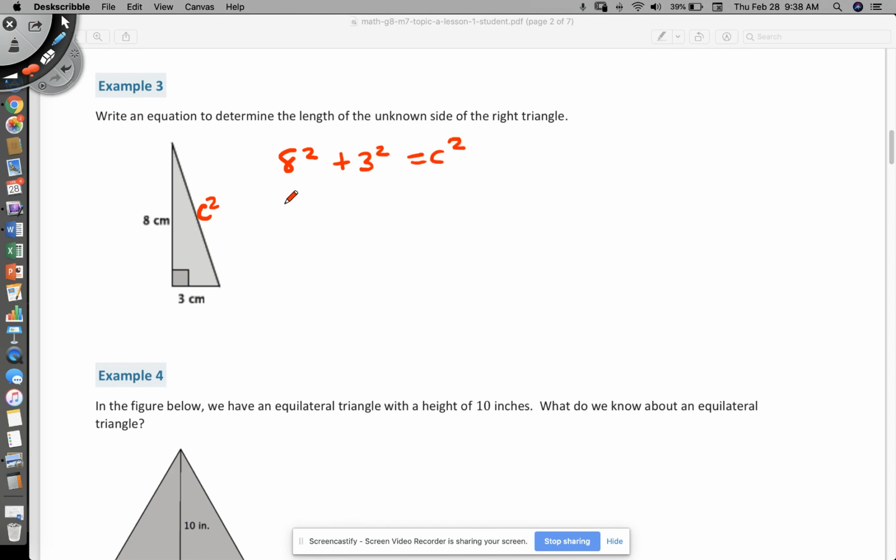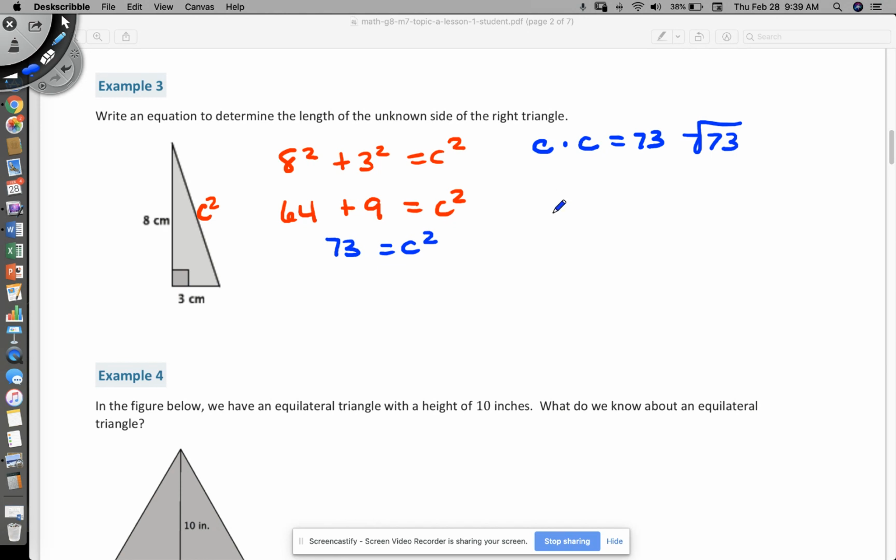8 squared is going to give me 64. 3 squared is going to give me 9 equals c squared. All right, let's go ahead and add those two together. And I get 73 equals c squared. And remember, that's c times c equals 73. There are no two numbers that are the exact two numbers that would give me 73. So this, again, is not a perfect square. All right, and what that looks like is the square root of 73 is what we're solving for.